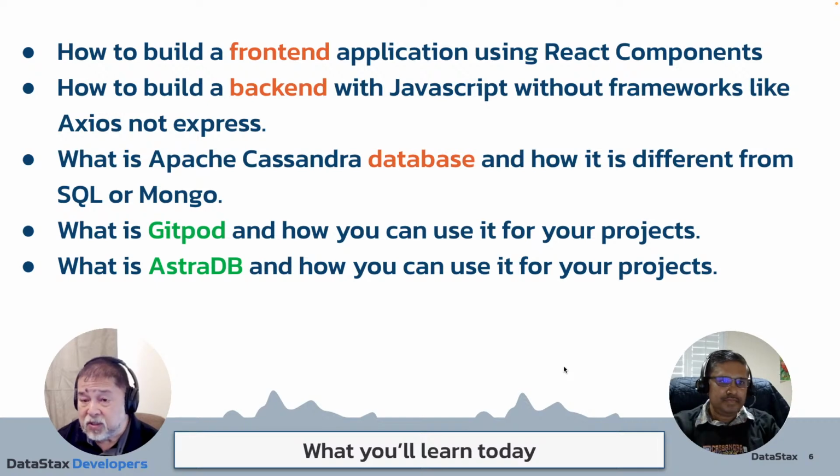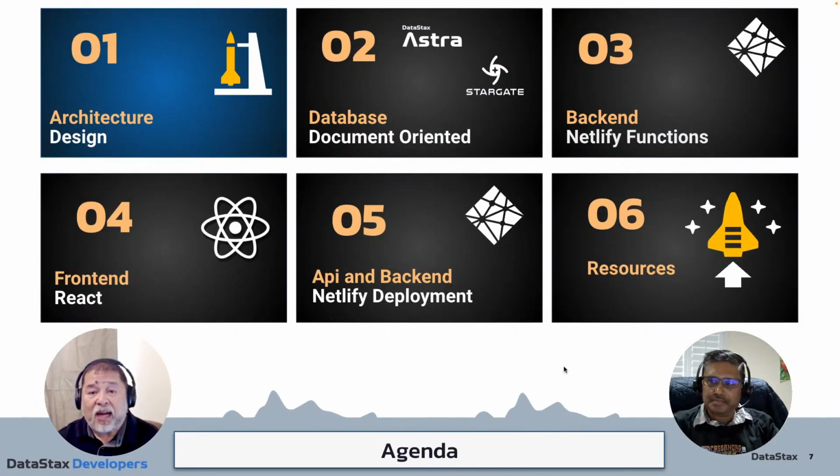We'll also be using Gitpod extensively, so you don't have to download or install anything to build the application, but you do need to have a GitHub account. And we'll look at AstraDB, and we'll talk about what Astra is and show you how to go about creating the account you need to do that. So that's where we're headed.